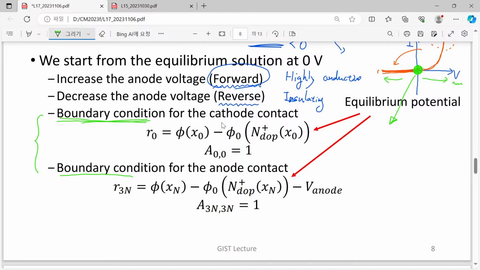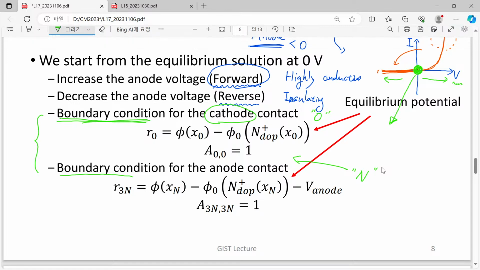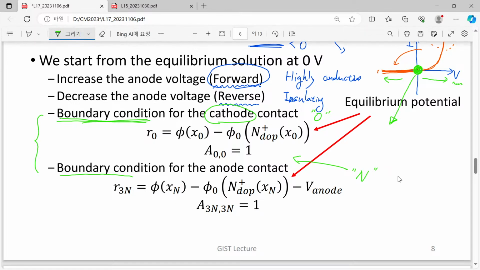And let's consider the cathode contact is located at the index 0. And let's say that the anode contact is located at the index n. Then how many vertices are there in this system? Are there n points? No, we have n plus 1 points. So are you with me?